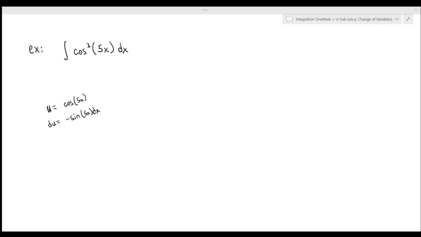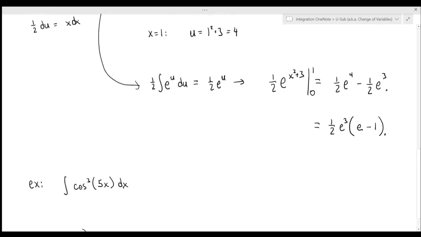Let's see here, 1/10. Let me look at that. Oh, yeah, that's right. Let me go back to the previous example real quick. And then, yeah, let me put 5 in there.